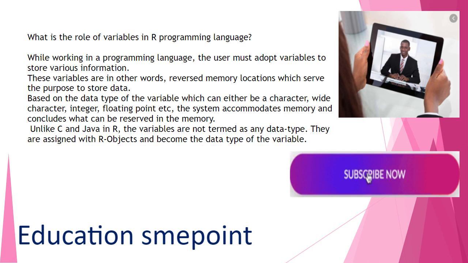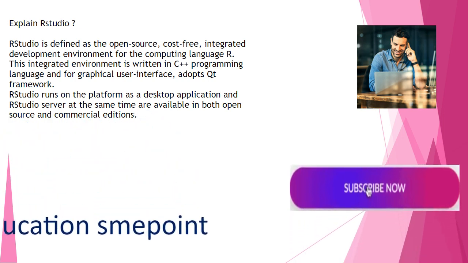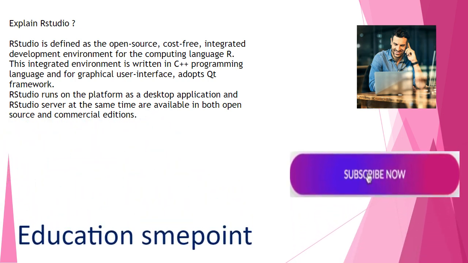Unlike C and Java, in R, the variables are not declared as any data type. They are assigned R objects and become the data type of the variable. Explain RStudio. RStudio is defined as the open-source, cost-free, integrated development environment for the computing language R. This integrated environment is written in the C++ programming language and, for the graphical user interface, adopts the Qt framework. RStudio runs on the platform as a desktop application, and RStudio Server at the same time is available in both open source and commercial editions.